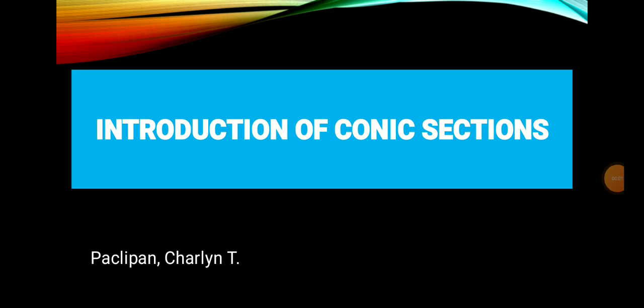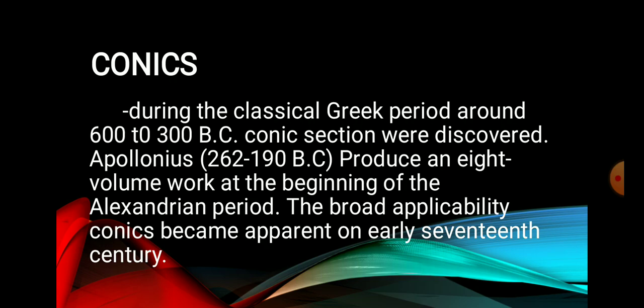Good day, everyone. My topic is all about introduction of conic sections. Conics: during the classical Greek period around 600 to 300 BC, conic sections were discovered. Apollonius, 262 to 190 BC, produced an 8-volume work at the beginning of the Alexandrian period. The broad applicability of conics became apparent in the early 17th century.